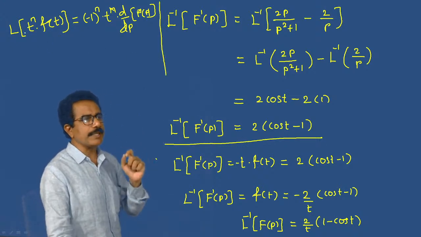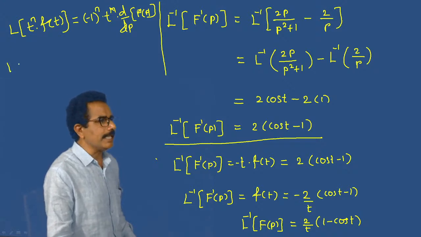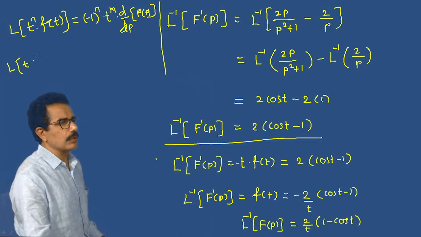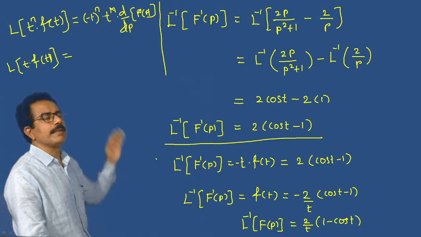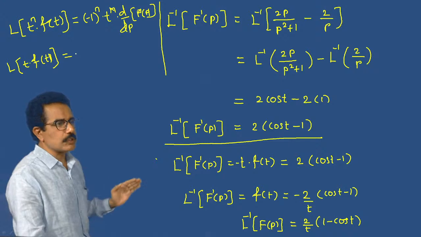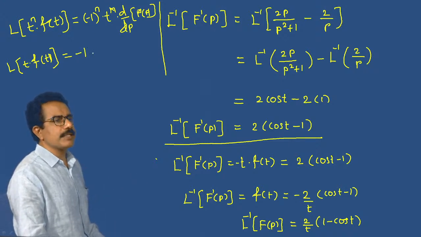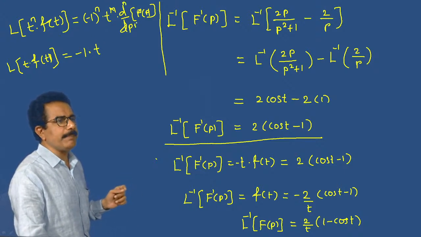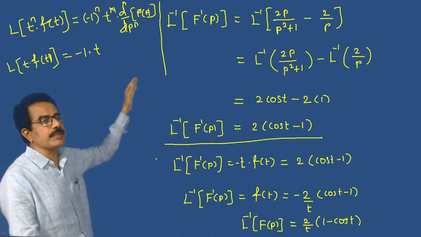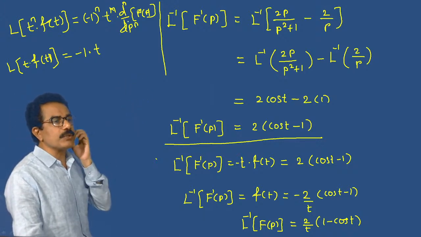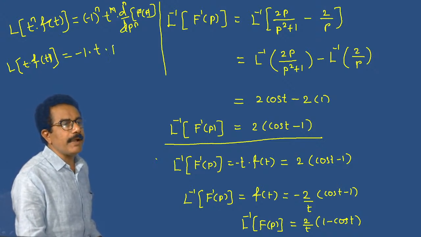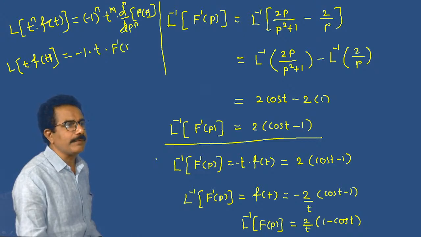Okay. Now if we put n is equal to 1, then what will happen? L of t into f of t is equal to, here n is 1, so minus 1, t raised to 1 means t, and d raised to n by dp raised to n. Actually the basic formula is d raised to n by dp raised to n. So n is 1, so we can write d by dp of F of p, and d by dp of F of p means actually F dash of p.